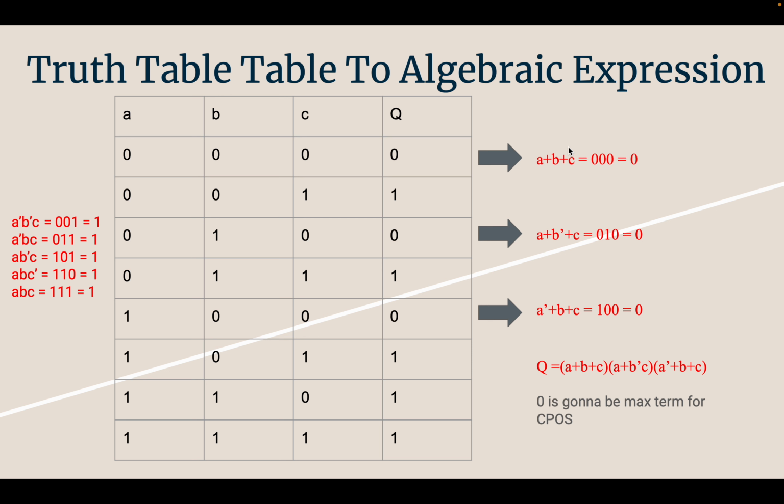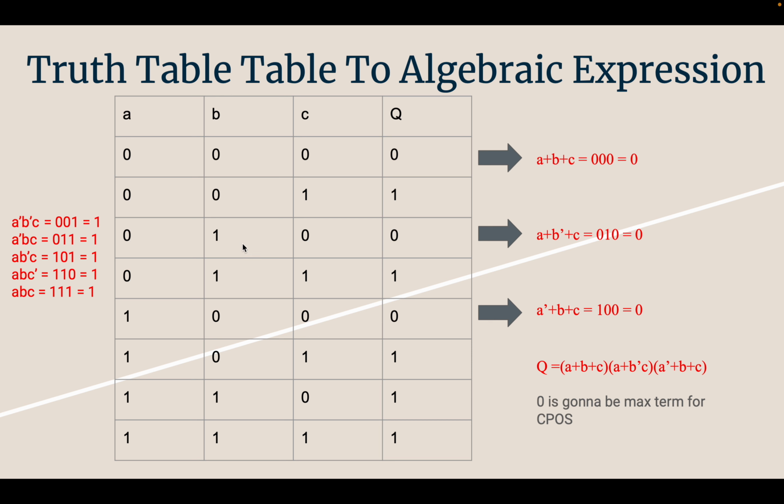Now, the same way could be applied for a truth table to an algebraic expression too. Let's say I want to find CPOS. I know that CPOS is going to be in maxterms, which are the ones with 0 output. The only ones that have 0 outputs are these three right here. So we have A plus B plus C, which is 0, 0, 0, equal to 0.